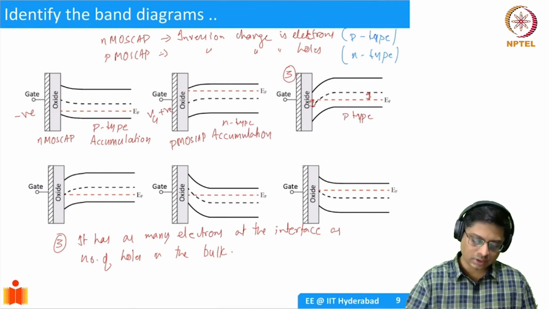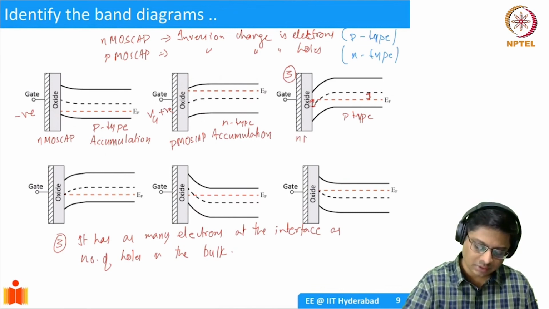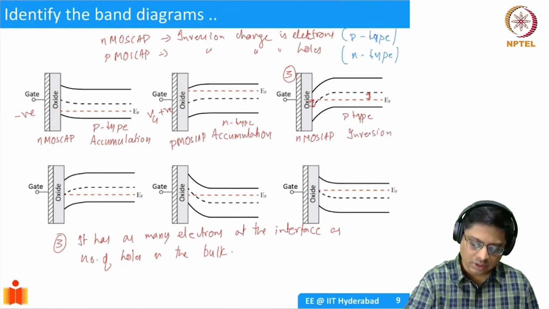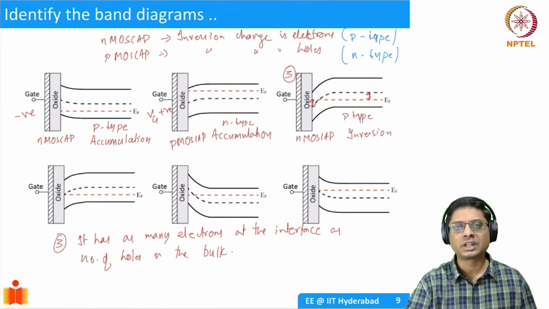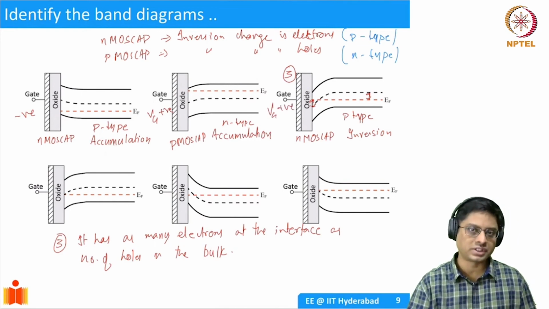So this is a P-type substrate, so it's an NMOSCAP, and the regime is inversion. If you want to have an inversion, that means a lot of electrons, you need to apply a gate voltage which is positive. Vg is positive, actually large positive, not just positive, to reach inversion.